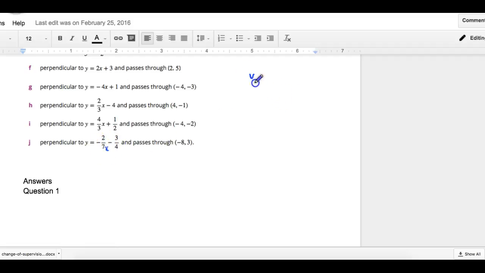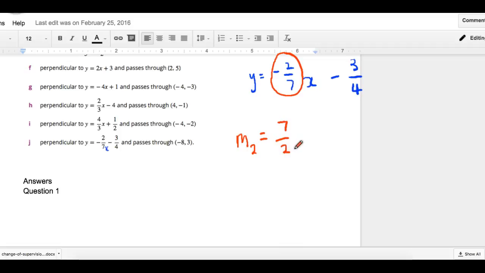Okay, so we've got y equals negative 2/7 x minus 3/4. Now this gradient here helps us with what is perpendicular. Now it's negative, so that means the gradient of the new line, m2, is positive, and then you just flip. So it becomes 7 on 2. Now I'll complete this question. So we got negative 8 and 3. And I might go back to blue.